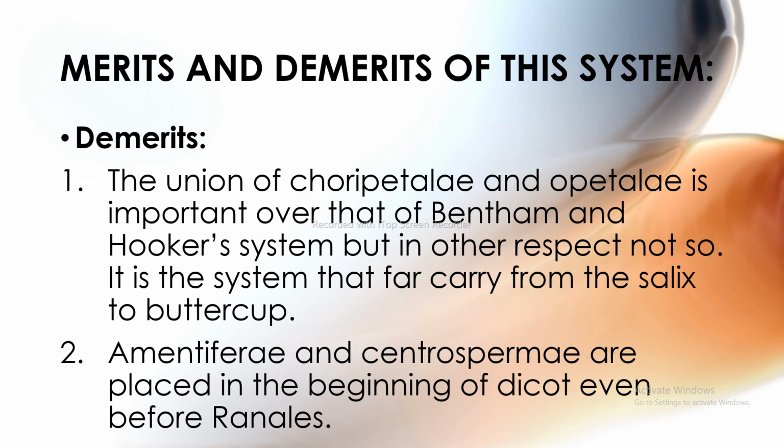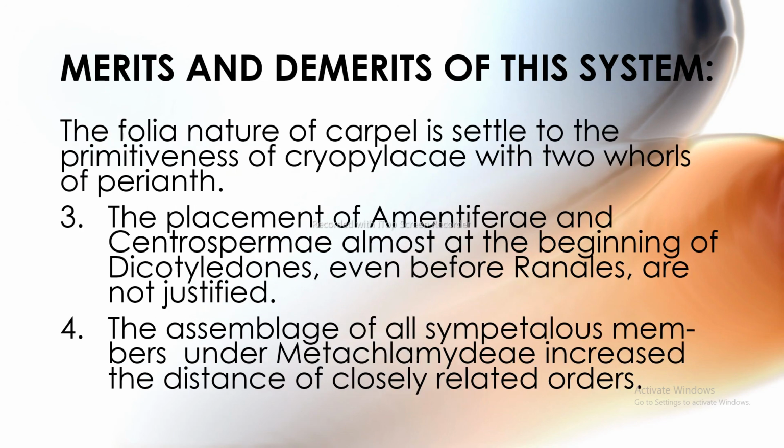Next I am going to discuss the demerits. The union of the Choripetalae and Apetalae is an improvement over that of Bentham and Hooker's system, but in other respects not so. It is the system that carries from Salix to buttercup. Amentiferae and Centrospermae are placed at the beginning of dicots even before Ranales. The foliar nature of the carpel is attributed to the primitiveness of the Carpellaceae with two rows of perianth. The placement of Amentiferae and Centrospermae almost at the beginning of the dicotyledons, even before Ranales, is not justified.